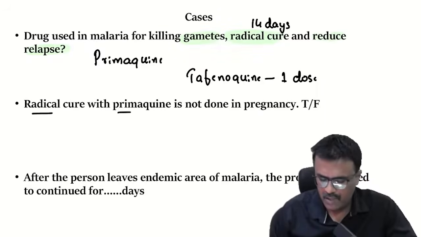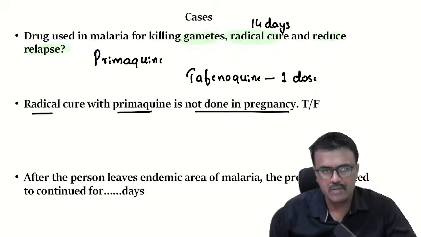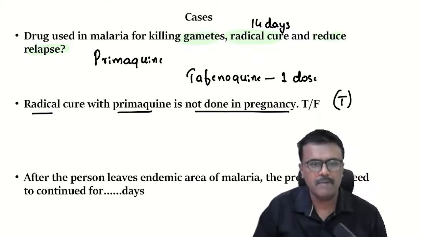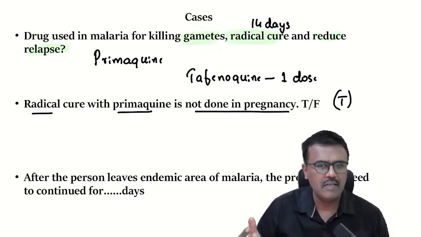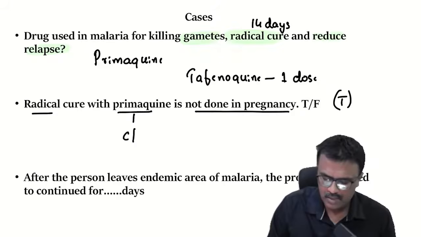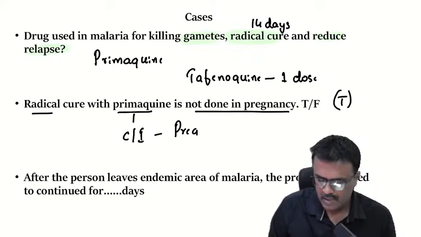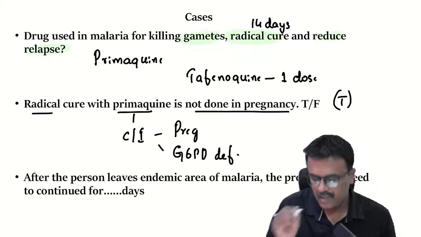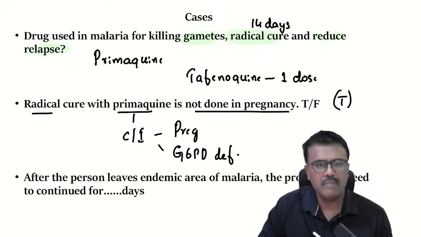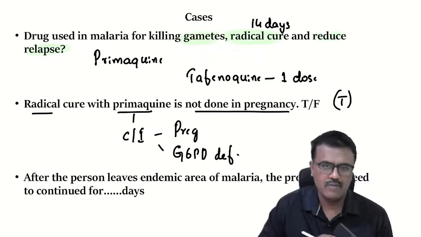Radical cure with primaquine is not done in pregnancy, true or false? True. If I give primaquine in a pregnant woman, it is going to cause hemolysis in the fetus, because the fetus is relatively G6PD deficient. So please understand, primaquine is contraindicated in pregnancy. It is contraindicated in G6PD deficient patients. If I give it in G6PD deficient people, it will cause hemolysis. If I give it in pregnancy, the fetus will suffer. So I don't give it.